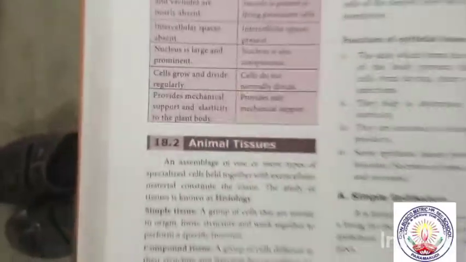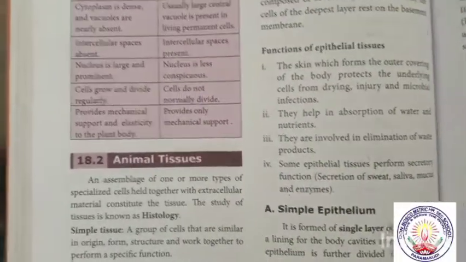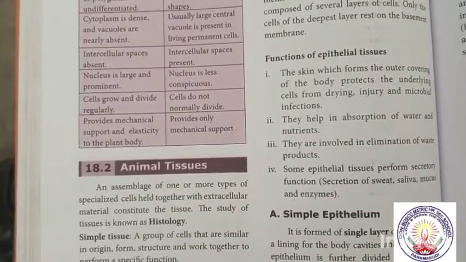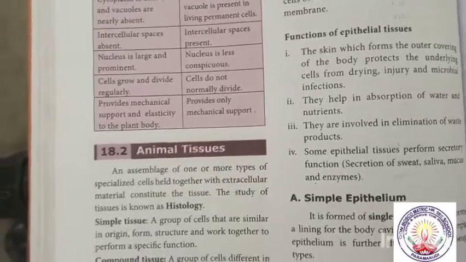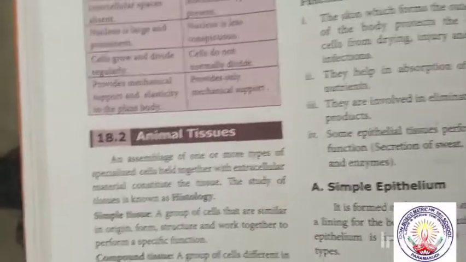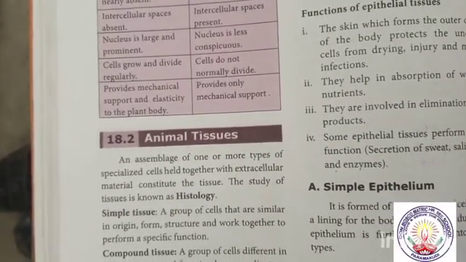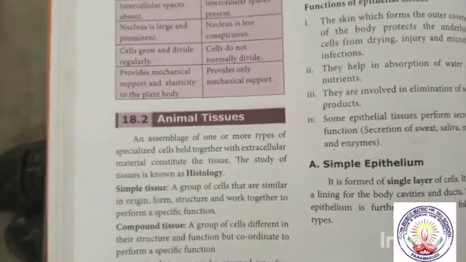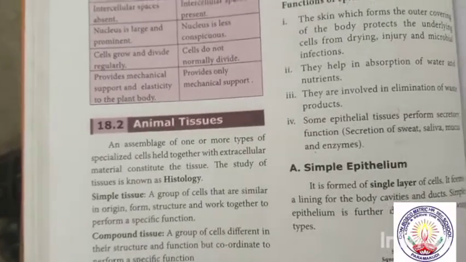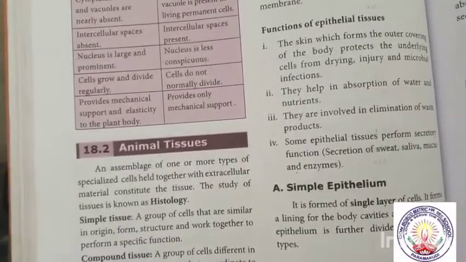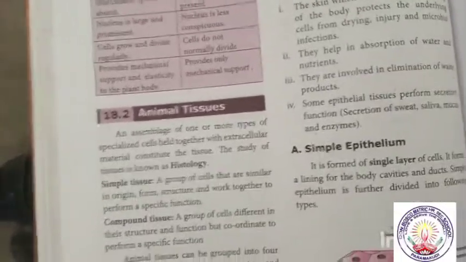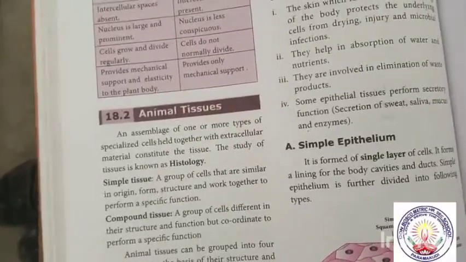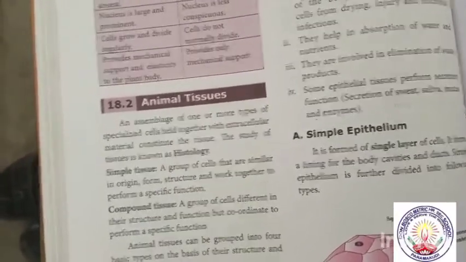Next, we will discuss animal tissues. An assemblage of one or more types of specialized cells held together with extracellular material constitutes the tissue. The study of tissue is known as histology. Simple tissue: a group of cells that are similar in origin, form and structure, and work together to perform a specific function. Compound tissue: a group of cells different in their structure and functions but coordinating to perform a specific function.